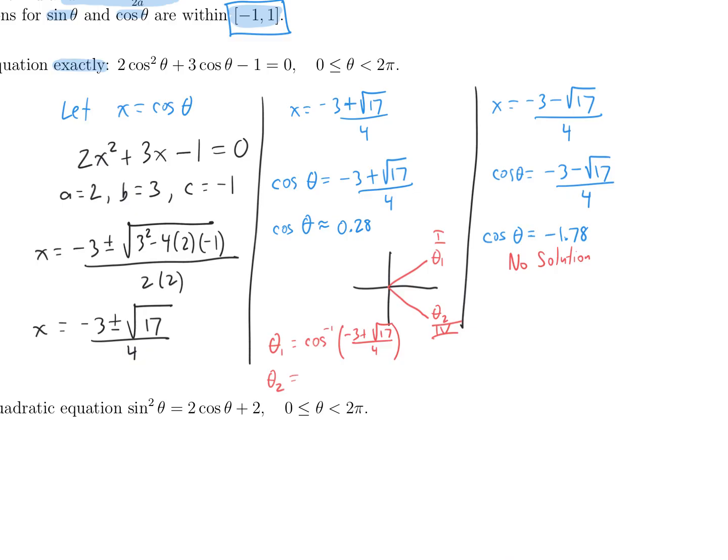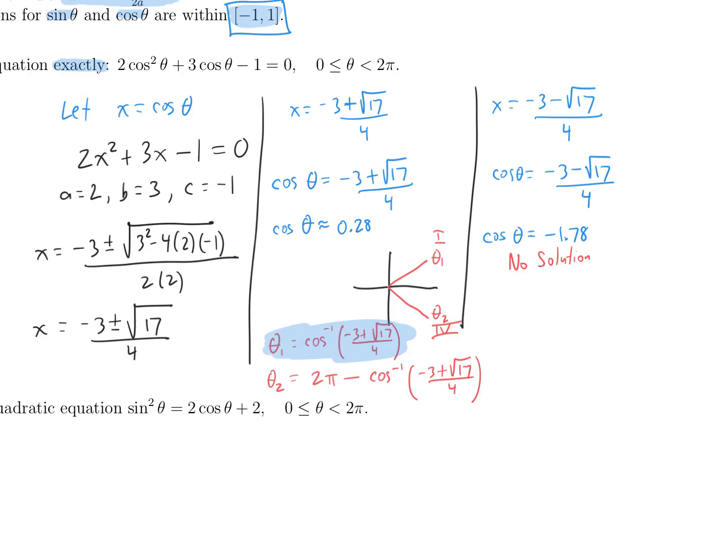Angle 2, or solution 2, you have to use reference angles. It's this angle that's in quadrant 4. So since the reference angle is theta 1, to find theta 2, you have to do 2 pi minus the reference angle. So that is it right there. It's going to be 2 pi minus cosine inverse of negative 3 plus radical 17 over 4. And that is it. Two solutions.